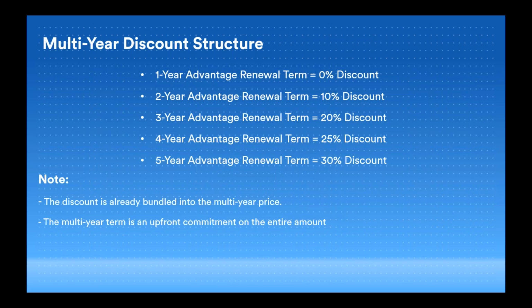The multi-year term is an upfront commitment for the entire amount that's listed on the quote. So if you're looking at purchasing a 5-year renewal on the Advantage contract, we're not spreading those payments over the 5-year term. That price needs to be on your purchase order, the entire amount, when you send it over for that multi-year renewal.